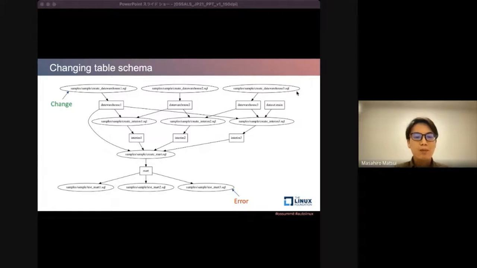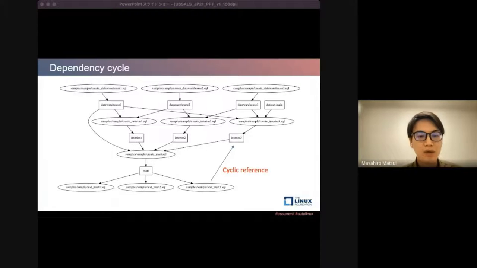Some people might be surprised, but dependency cycles can happen in a complex dependency graph. You can see in this graph, referencing tables, as shown by the blue arrow, can lead to a dependency cycle.